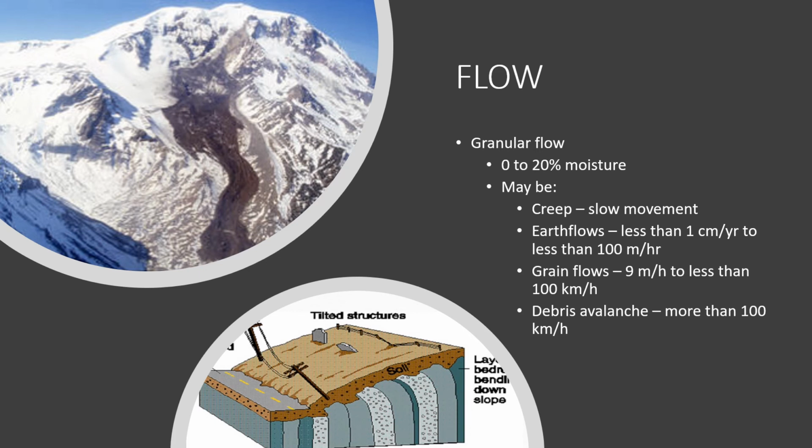Earth flows have velocities that range from less than 1 centimeter per year to less than 100 meters per hour. And then we also have grain flows, which have velocities that range from 1 meter per hour to less than 100 kilometers per hour, and are composed mainly of relatively dry material like sand dunes. And then finally, we have debris avalanche, which is a very high-velocity flow, more than 100 kilometers per hour, of a large volume of mixtures of rocks and regolith.